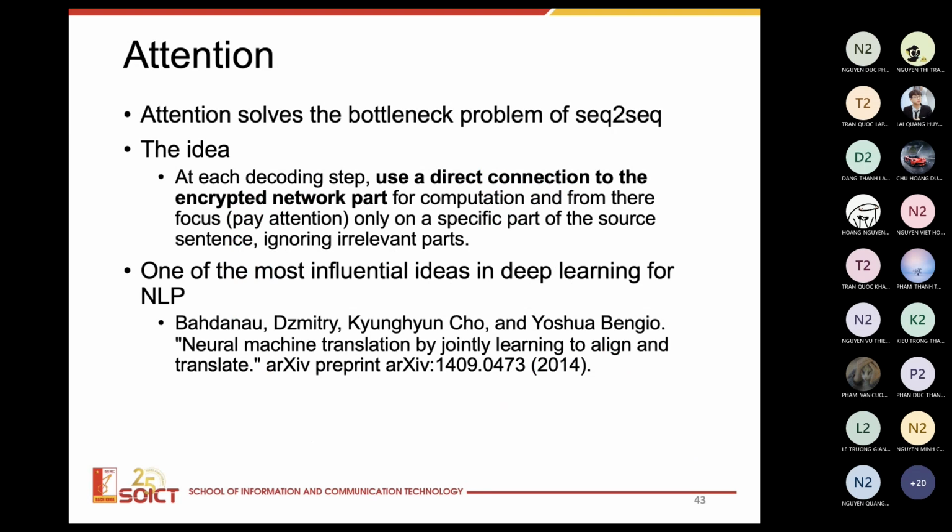Okay, so to address the bottleneck problem of the sequence-to-sequence model, there's an idea, and that idea is named the attention mechanism. The idea is, at a decoding step, instead of only looking into the current input, the embedding, and the hidden state of the current state, we use a direct connection to the encoder network part. Okay, sorry, I used the wrong word here. Let me make the correction: the encoding network part.